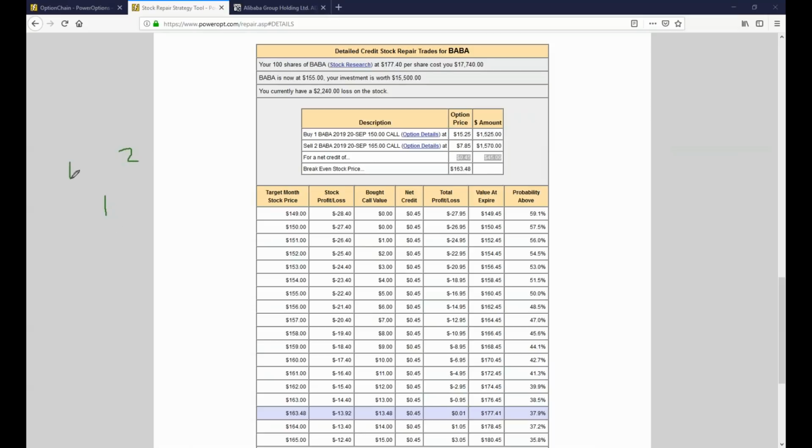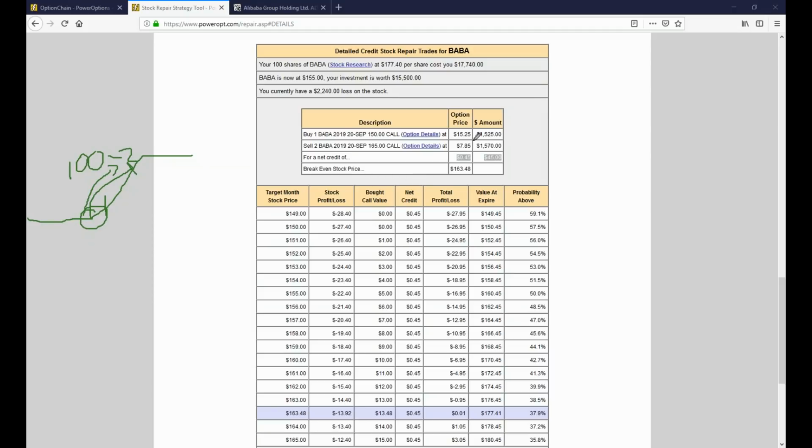Now in a stock repair, I'm also long 100 shares. So what this equates to is a covered call with a bull call debit spread. So as the stock moves back up, what happens? My long call gains in value as the stock's moving up.